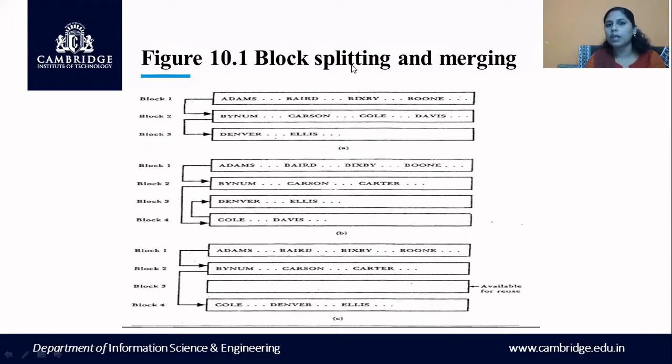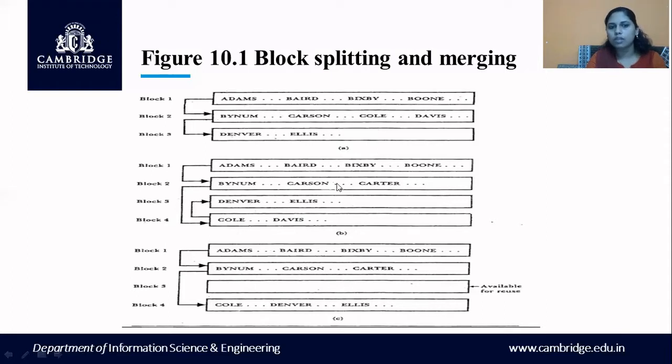If an overflow condition is caused, what are we supposed to do? We are supposed to split the block. When we split the block, we split it in half. That means if 4 records are present, split 2 and 2. Now 2 records will be present in block 2. Create a new block, name it block 4, and these 2 records are transferred to block 4. Now the name Carter is added to block 2.